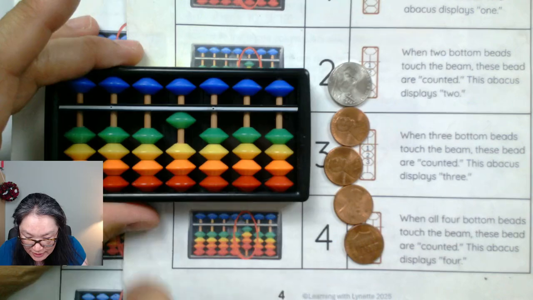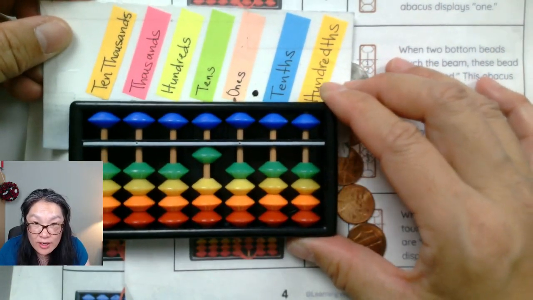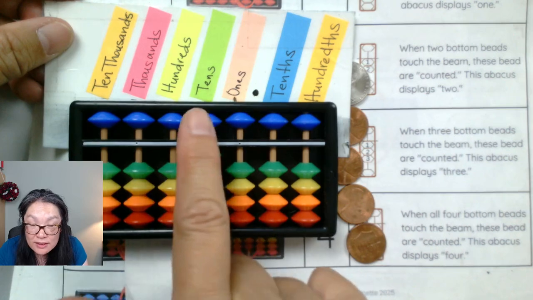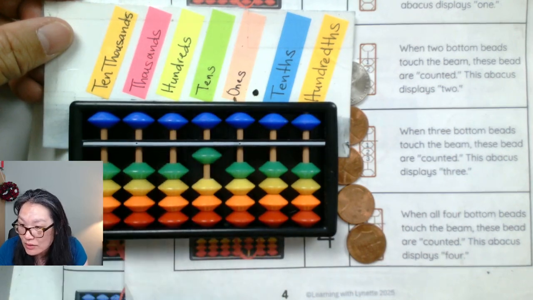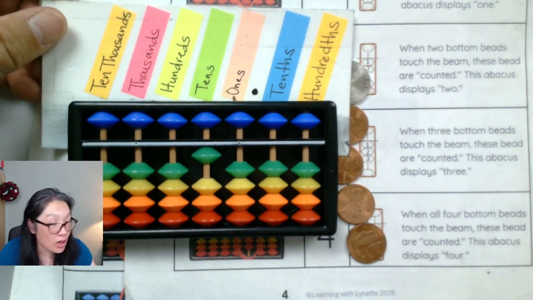And then we have 10. How do I know that this is 10? If I match it up, ones, tens, hundreds, thousands, 10,000. How does that look? Is that all right? Everybody okay? We are going to continue on.